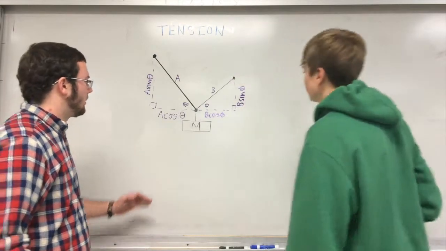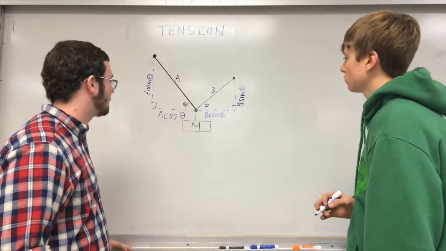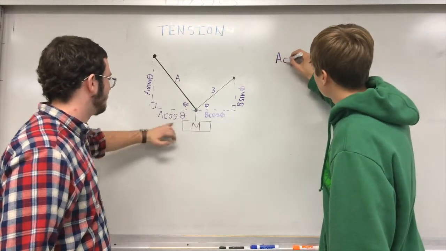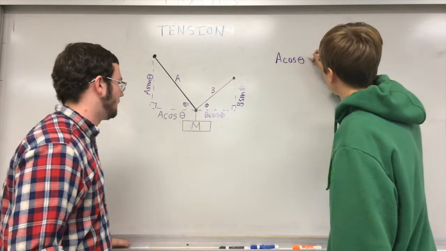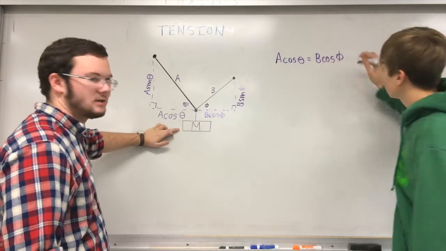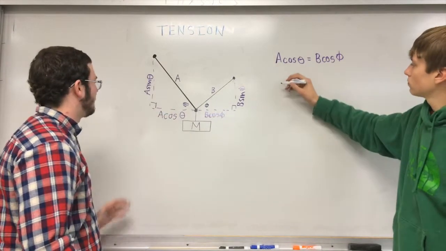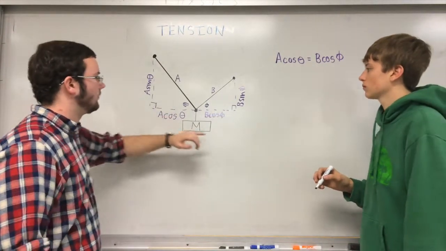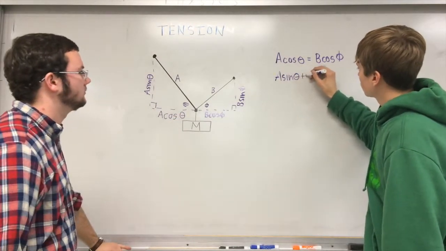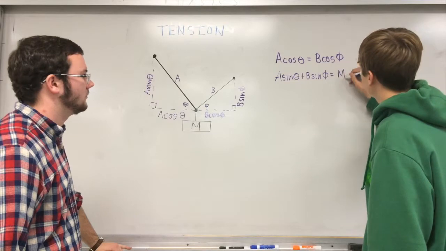In these kinds of problems, this weight is not moving, which means the two x components are going to have to be pulling the same amount, which means a cos theta is going to have to be equal to b cos phi. Since the weight is not moving, it has to be supported only by the y components. That means a sine theta plus b sine phi are going to have to equal the mass m.